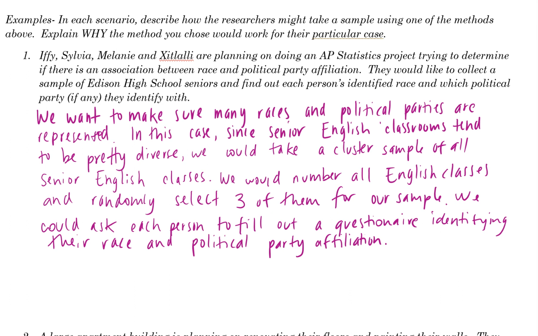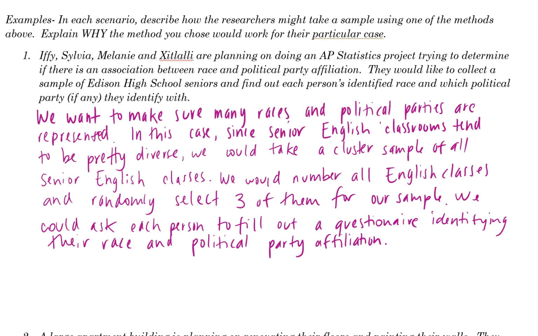We're not just looking at one English classroom, we're looking at a few. And that should get me a pretty decent sample. Now, that's my recommendation. Is it perfect? No, because I can't guarantee that I'm going to get every race and political party affiliation represented. But it's going to be pretty good. And pretty good for AP Statistics, friends, is good enough. So I would recommend in this situation taking a cluster sample because the clusters, in this case English classes, are going to probably be naturally representative.